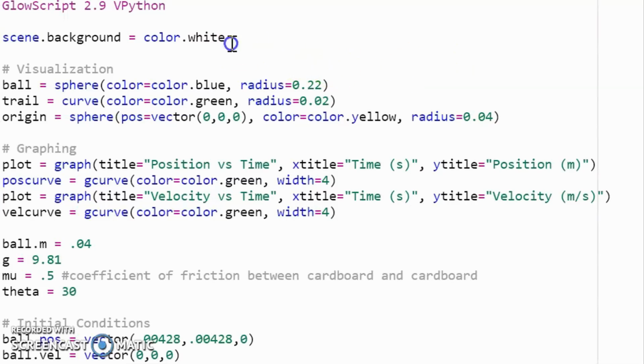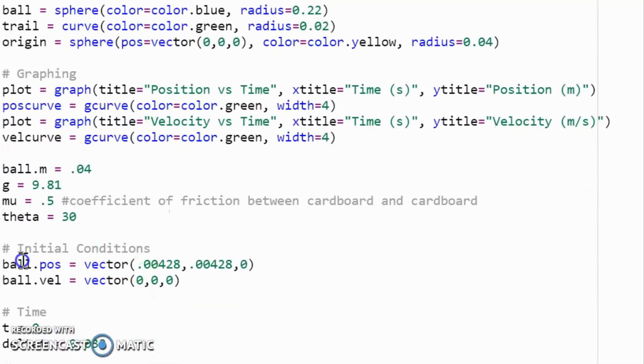Let me take a second to explain my code a little bit. I started out by creating a white background to show my model. I then created the visualized characteristics of the model, the ball, the trail, and a small point to represent the origin. Next, I set up my graphs to measure both position versus time and velocity versus time. I set my constants next, the mass of the ball, the acceleration due to gravity, the coefficient of friction, which I looked up on the internet, and the angle of the ramp.